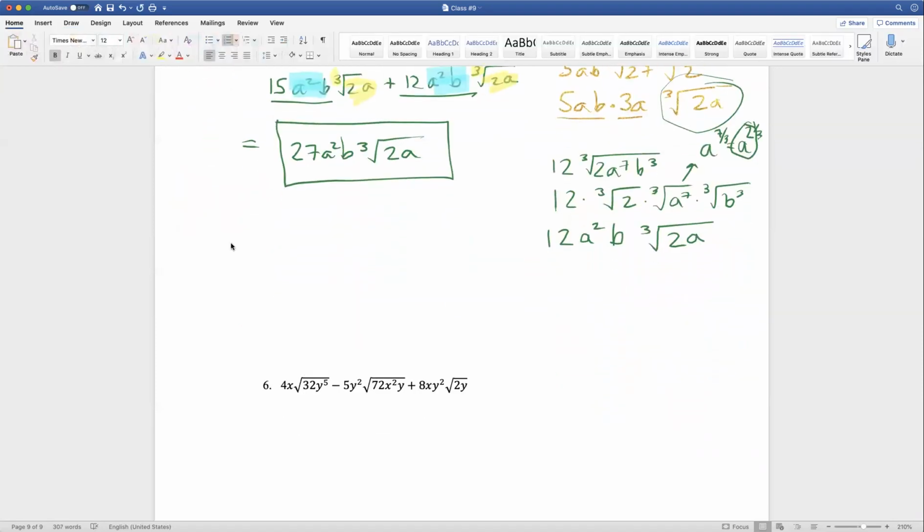Okay, we're doing one more. Last one. Let's take a look at this last one. How about you pause the video right now and see what you can do in terms of simplifying the radicals completely. So take a look at all 3 of these radical terms and see what you can do in terms of simplifying these radicals completely.